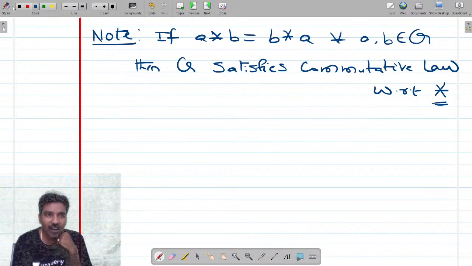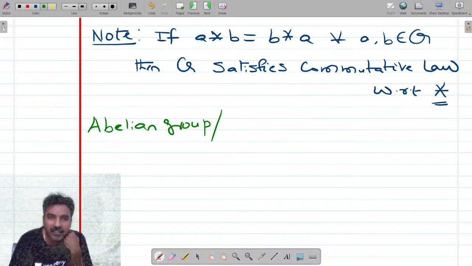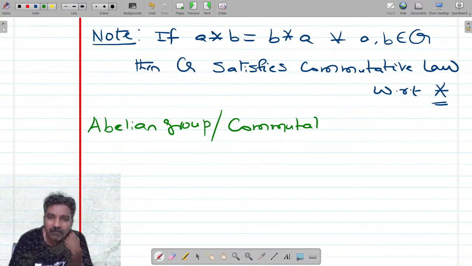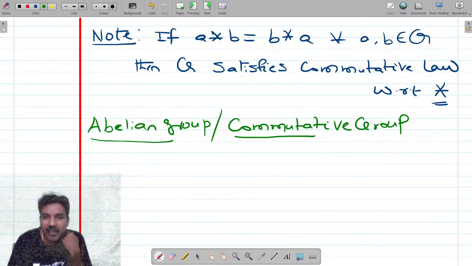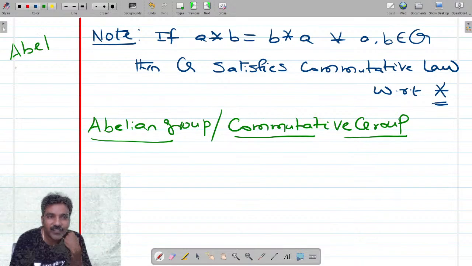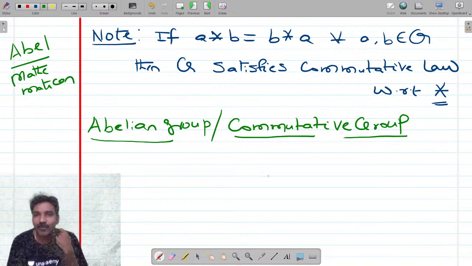Right. Now let us discuss one more definition. After that I am going for examples. Abelian group, or this can also be called as commutative group. Abelian group or commutative group. See here, Abel, this fellow is a mathematician, famous mathematician. He invented this commutative law.